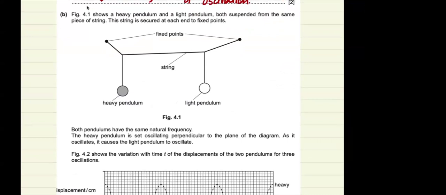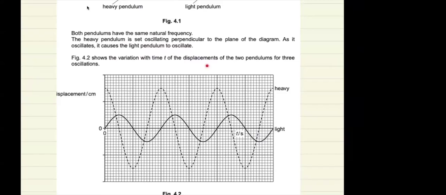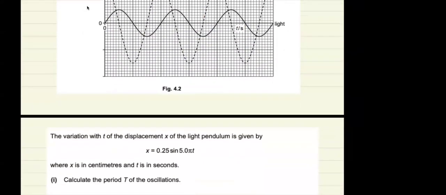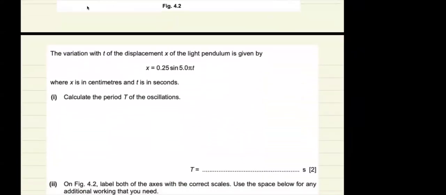Part B: Fig 4.1 shows a heavy pendulum and a light pendulum, both suspended from the same piece of string. The string is secured at each end to fixed points. Both pendulums have the same natural frequency. The heavy pendulum is set oscillating perpendicular to the plane of the diagram. As it oscillates, it causes the light pendulum to oscillate. Fig 4.2 shows the variation with time of the displacements of the two pendulums for 3 oscillations, with the heavy pendulum oscillating with the dotted line and this one being the lighter one.